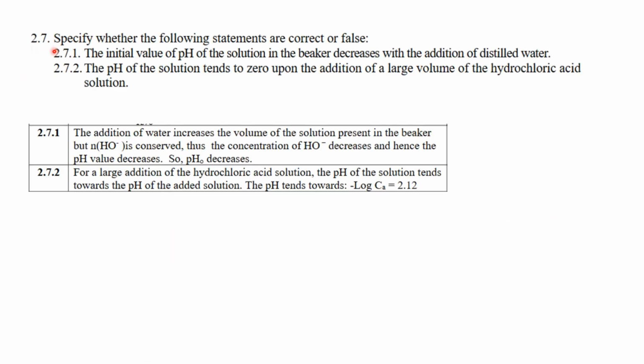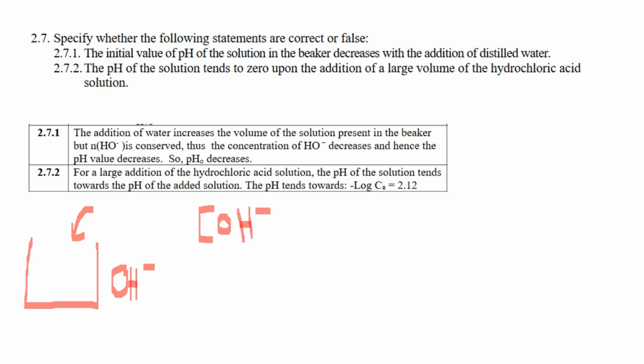Now, in the last part of this exercise, they are asking us to specify if the following statements are correct or false. The first statement says that the initial pH value of the solution in the beaker decreases when we add distilled water. Let's remember that in the beaker we have the base, which contains OH negative ions. When we add water, the concentration of OH negative will decrease, but the number of moles of OH negative will not be affected. It will be conserved, but the concentration of OH negative will decrease because we're adding water.